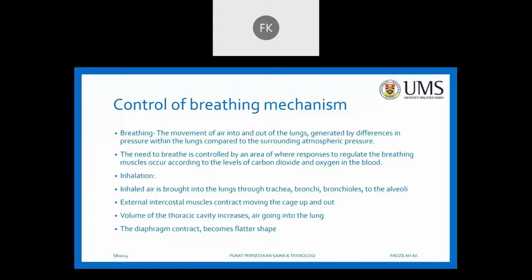We start with inhalation. In inhalation, air is brought into the lung through the trachea, bronchi, bronchioles, and to the alveoli. When you inhale, the external intercostal muscles contract, moving the rib cage up and out. The volume of the thoracic cavity increases. For air to go into the lung, the diaphragm contracts and becomes a flatter shape. This one is the mechanics.